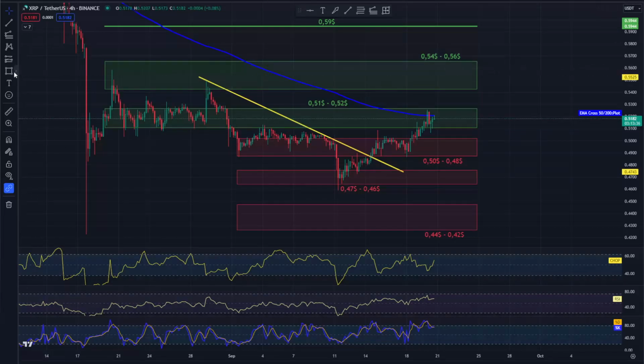It is worth noting here that the location of the current resistance zone is also the point where we have the blue EMA cross 200 line. When the price goes above this, it may confirm the entry into a strong upward trend.